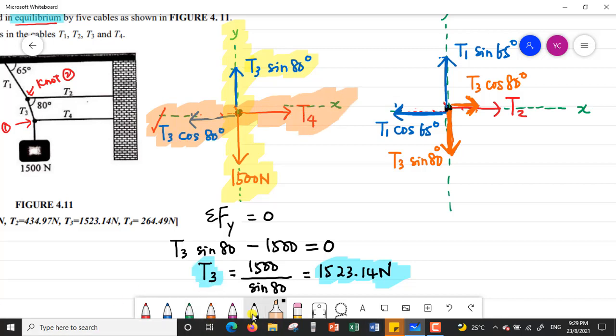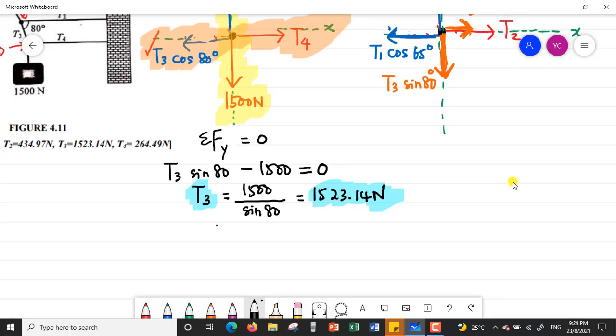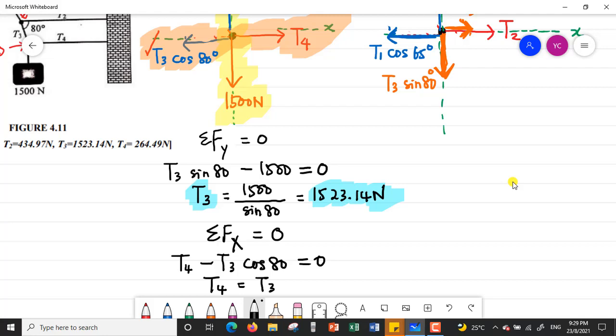So, system is in equilibrium. So, the component X, the summation of force, component X also equal to 0. So, T4 is rightward positive, T3 is leftward negative. So, we have T4 minus T3 cos 80 equal to 0. So, your T4 will be T3 cos 80.